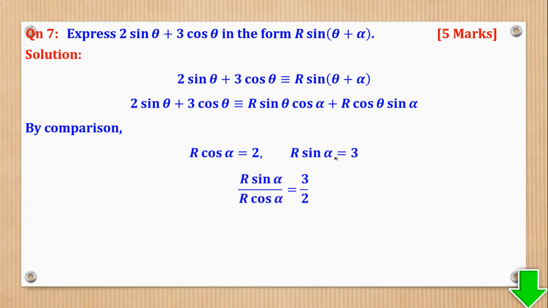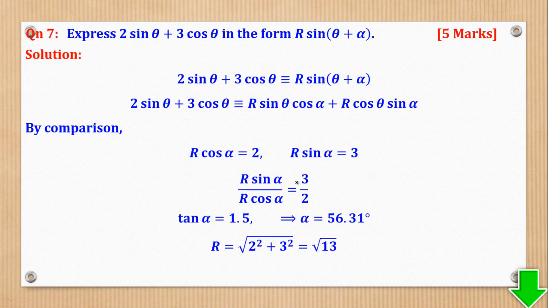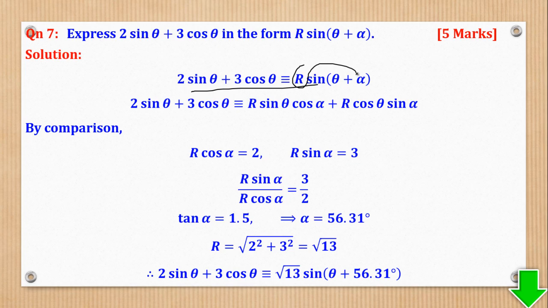Then you divide the equations to get tan alpha, which gives the value of alpha. Then you can use Pythagoras to get the value of r. Therefore, this comes and replaces r and alpha here. And that's what they wanted.